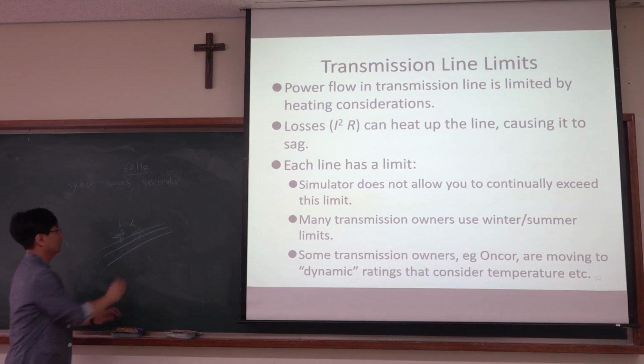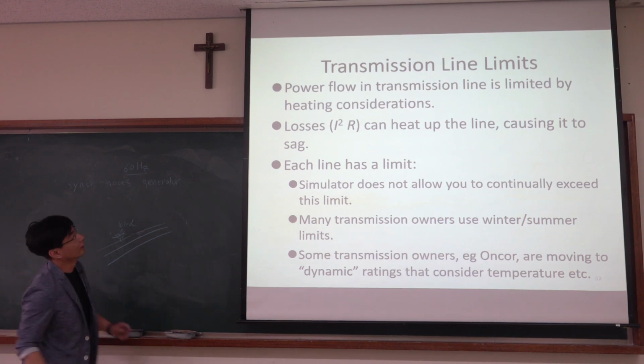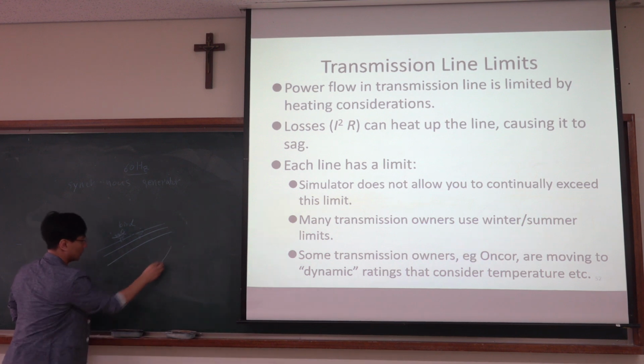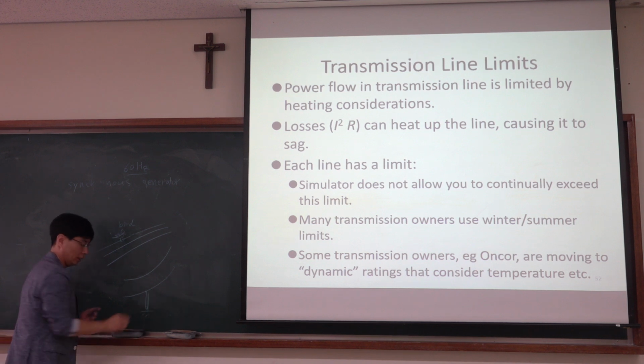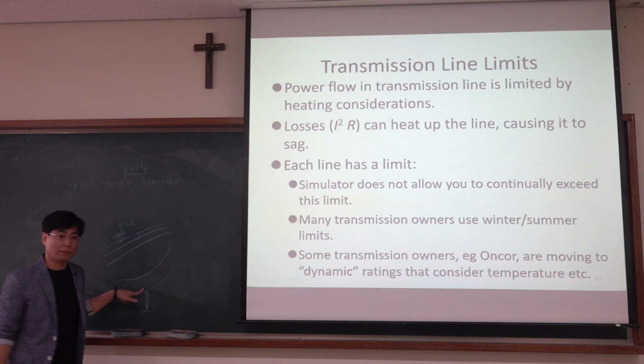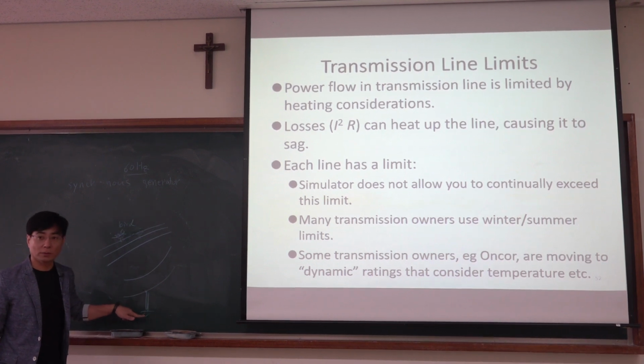So what I want to say is, if this line sags, it touches the tree, and even though this wood is an insulator, the voltage is very high, so current can flow.